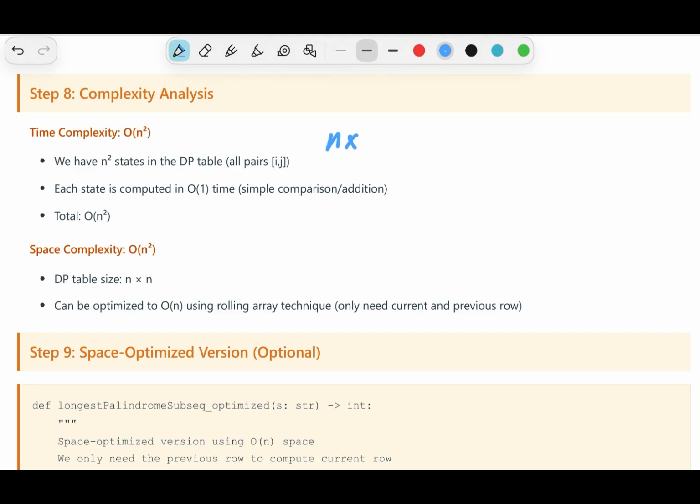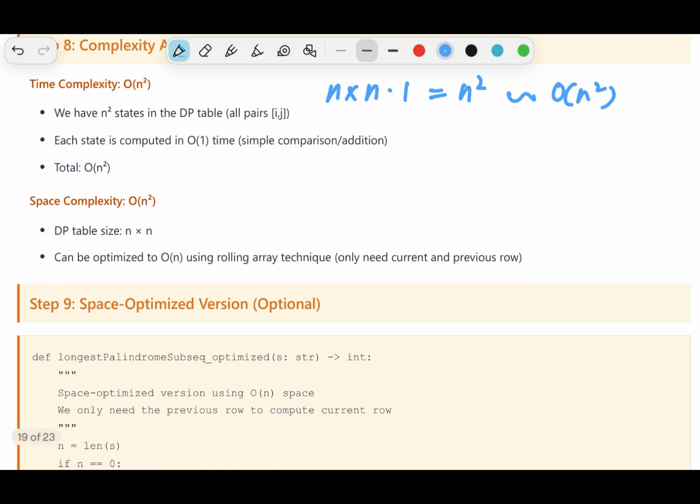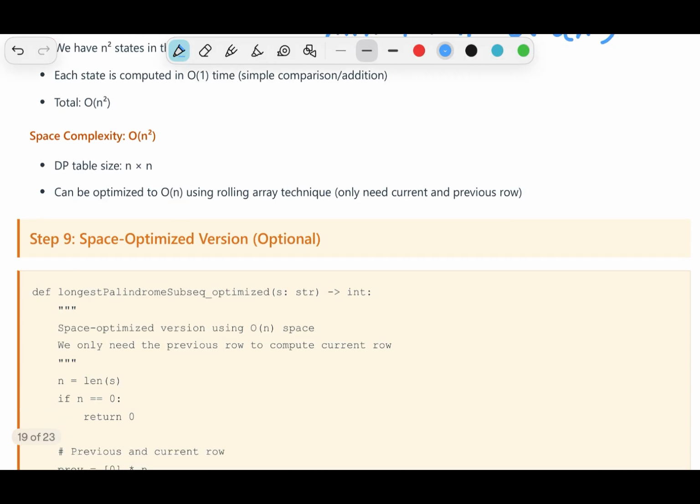Now let's talk about the complexity. We have a matrix with roughly n squared cells, and for each cell we do a constant amount of work, so that's n squared time complexity. We also need to store that grid, so that's n squared space complexity.